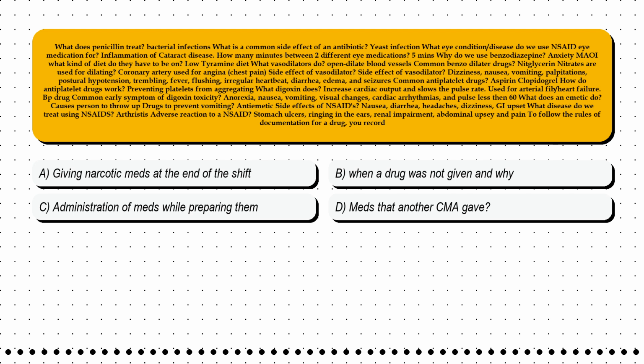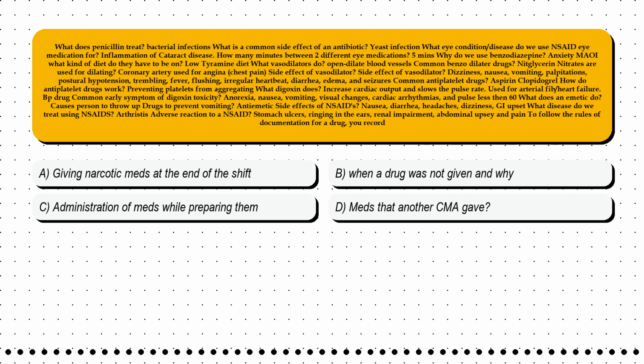Open and dilate blood vessels. Common vasodilator drugs: nitroglycerin. Nitrates are used for dilating the coronary artery, used for angina, chest pain. Side effects of vasodilators: dizziness, nausea, vomiting, palpitations, postural hypotension, trembling, fever, flushing, irregular heartbeat, diarrhea, edema, and seizures.